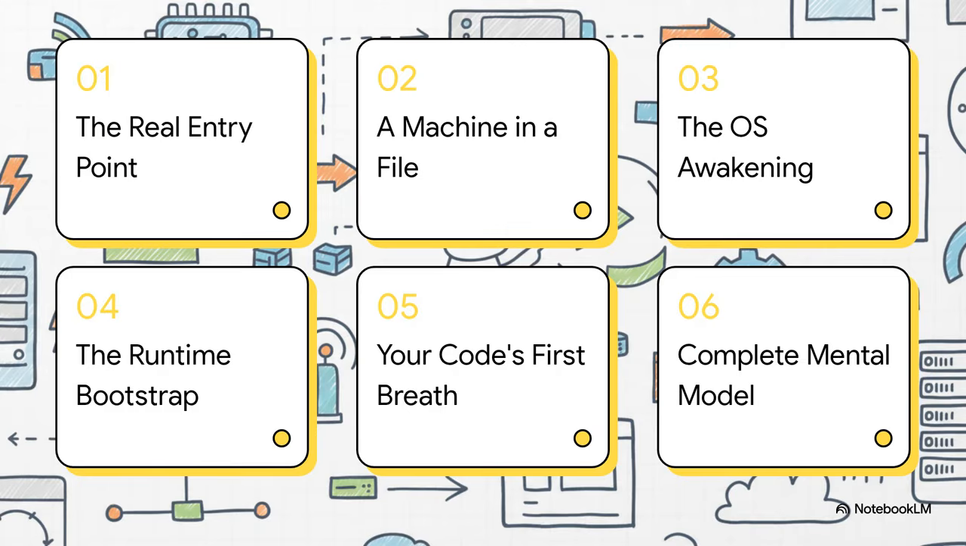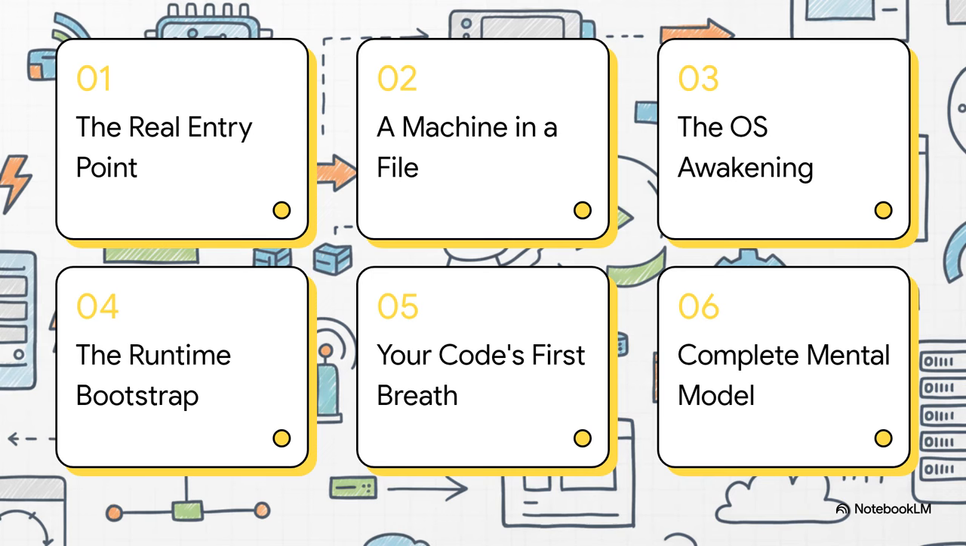So here's the game plan for how we'll unravel this whole process. We're going to start by solving a little technical mystery. What is the real entry point of a Go program? And trust me, the answer is fundamental to how Go is designed. Then we'll dissect the executable file itself, thinking of it like a complete machine just waiting for power. From there, we'll watch as the operating system gives it that initial spark of life.